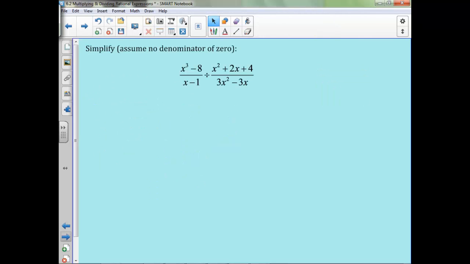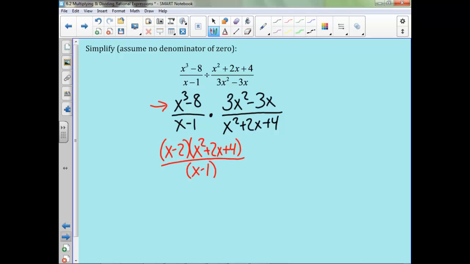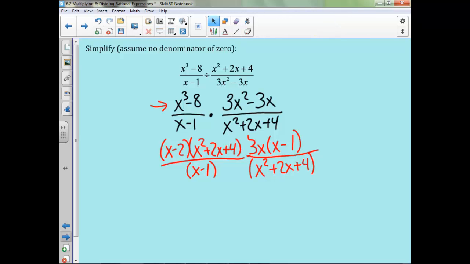And now remember, with division, that's the same as multiplying by the reciprocal. So let's start by just changing this to a multiplication problem instead of a division. And now this is what we've been doing, so let's factor what we can. Notice over here, that's a difference of cubes. So it'll be x minus 2 times x squared plus 2x plus 4. The denominator is already factored. Numerator on the right side, we can factor out a 3x. We're left with x minus 1. And denominator actually does not factor, it's prime, so we'll just rewrite it. And now, let's look. This x squared plus 2x plus 4 will cancel. The x minus 1s will cancel. So we're left with 3x times x minus 2.